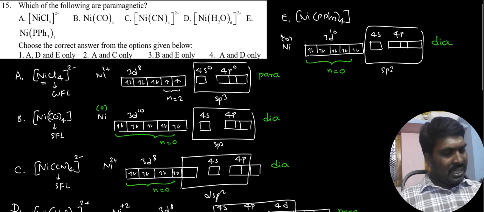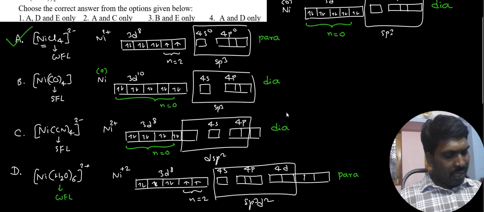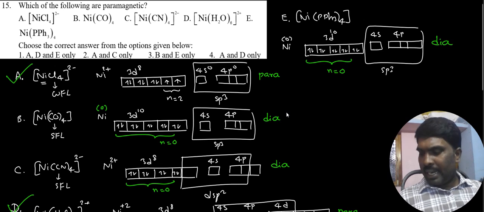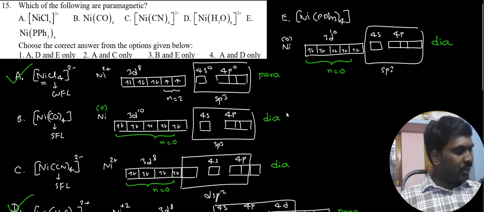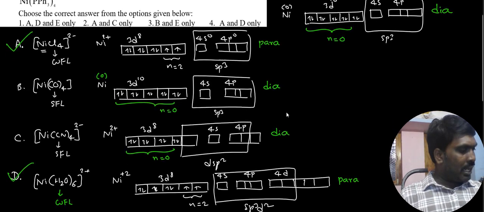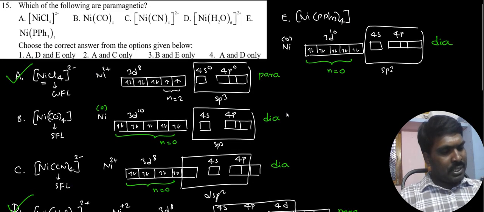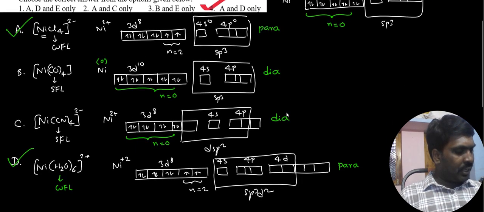So which complexes are paramagnetic in nature? Here compound A and compound D are paramagnetic in nature. Remaining all are diamagnetic in nature. Compound A and D, so option 4 is the right answer.